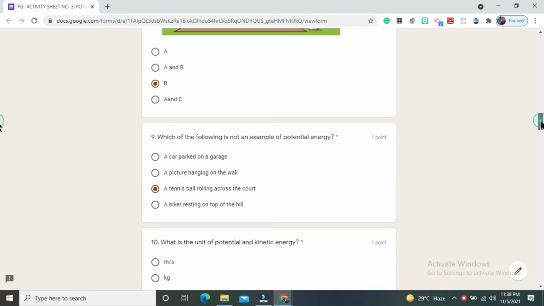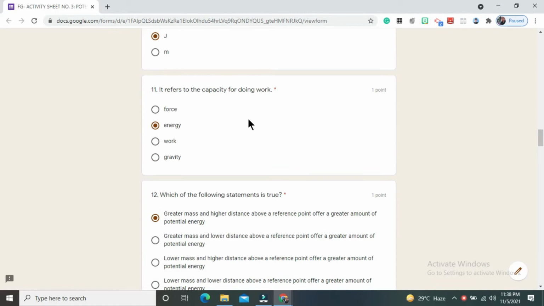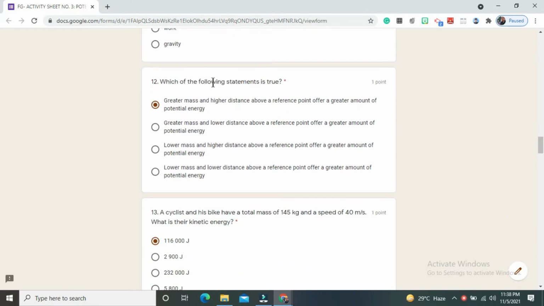Question number 10. What is the unit of potential and kinetic energy? The correct answer is capital J or joule. Question number 11. It refers to the capacity for doing work. The correct answer is energy. Question number 12. Which of the following statements is true? The correct answer is greater mass and higher distance above a reference point offer a greater amount of potential energy.